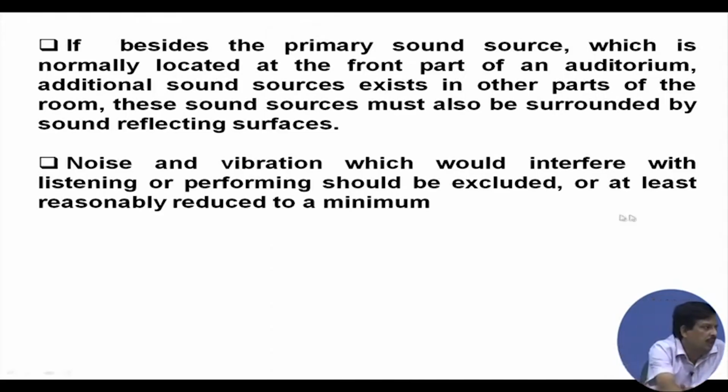If the primary sound source is normally located in the front part of the auditorium, suppose I want to put an extra loudspeaker in the auditorium. As I mentioned, when I put the extra loudspeaker, I should put it with a reflective surface, so that the sound energy of the loudspeaker is reflected back to the auditorium.